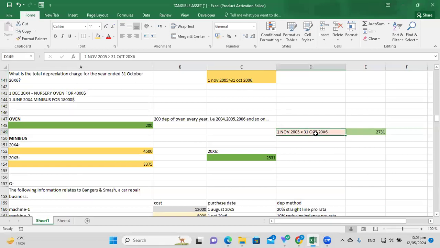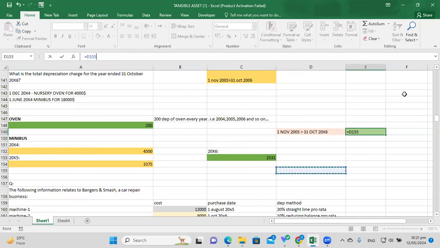So for this year, what will be our total depreciation? We saw that for the oven, our depreciation was 200 for every year, so for 2006 also it will be 200. And for the minibus, what was our depreciation in 2006? 2,531. So we add both, 200 plus 2,531, and we get the total depreciation for year ended 31 October 2006, which is 2,731. That's how we calculate the total depreciation. I hope this is clear.